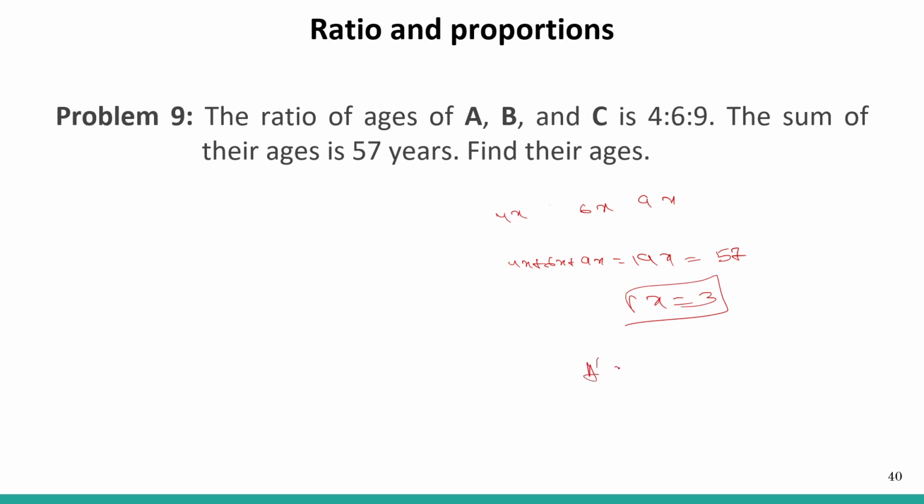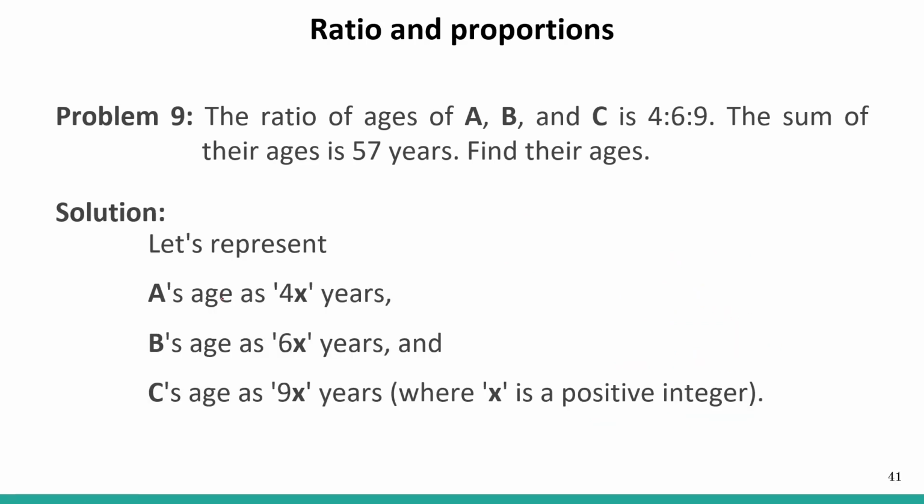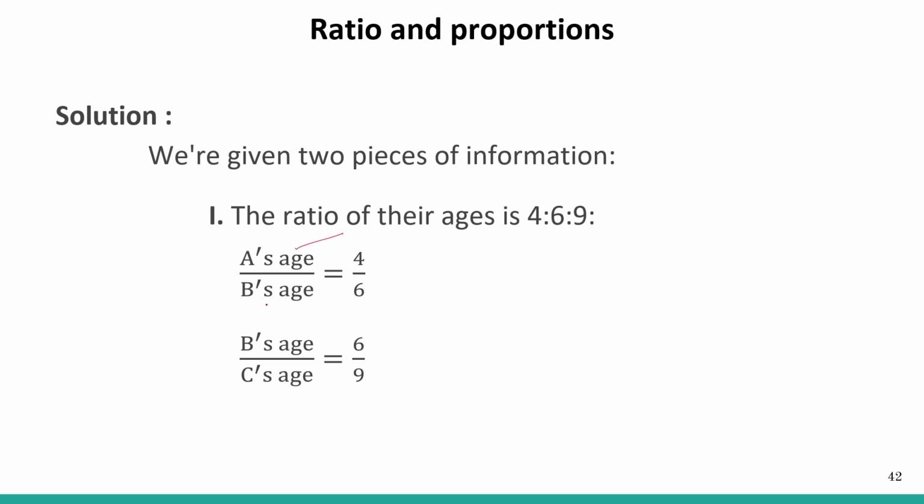So A will be 4 into 3, which is equal to 12. B's age will be 6 into 3, which is equal to 18, and C's age will be 9 into 3, which is equal to 27. So the final answer is 27, 18 and 12 respectively for C, B and A. Let A be represented as 4x, for B it is 6x, for C it is 9x. So A's age by B's age is 4 by 6, and B's age by C's age is 6:9.